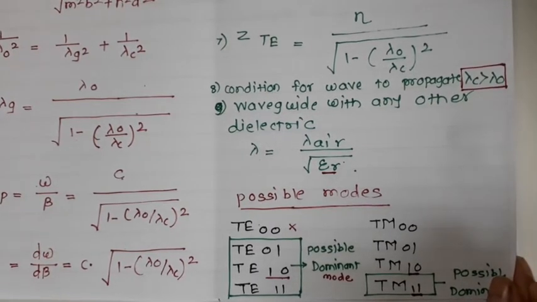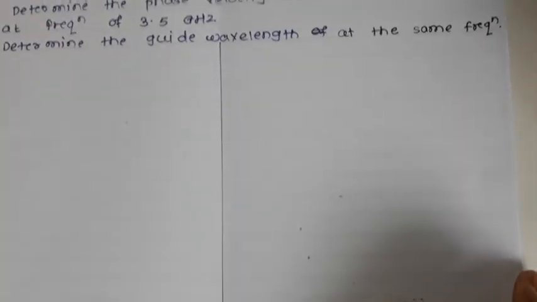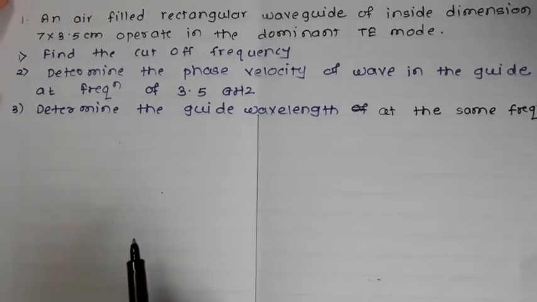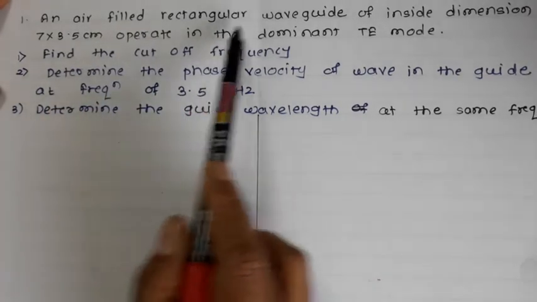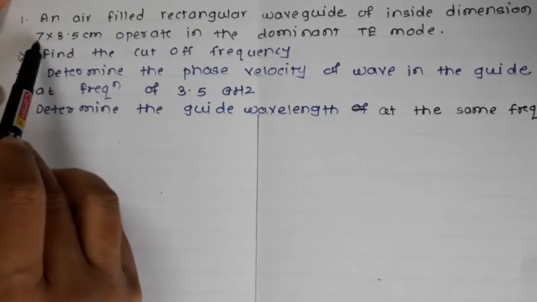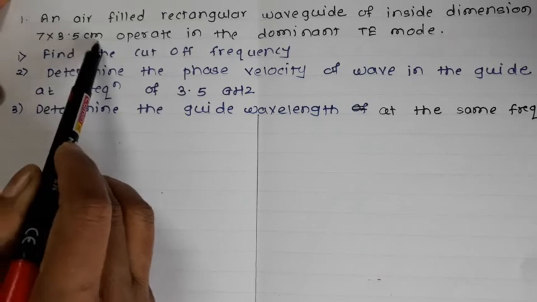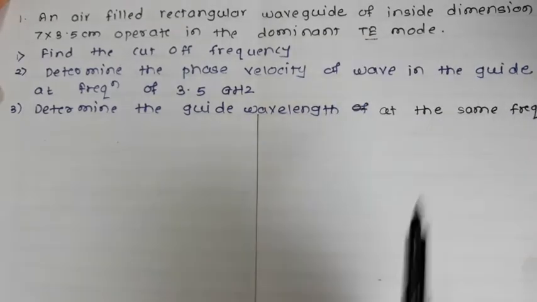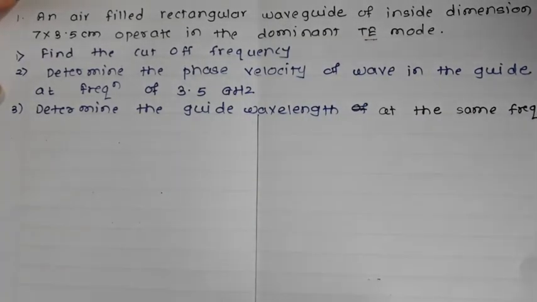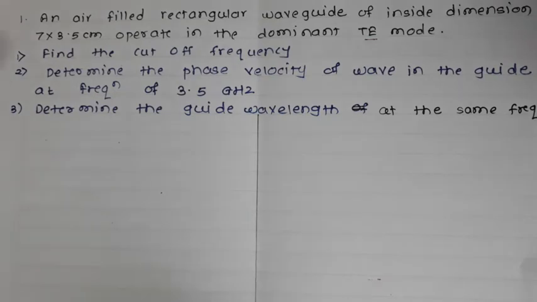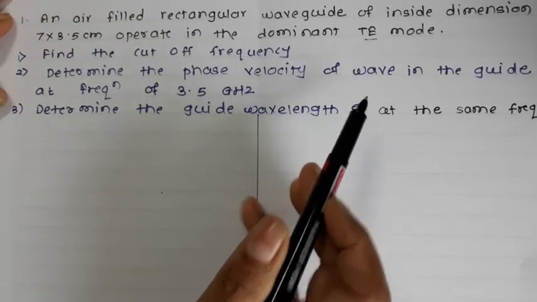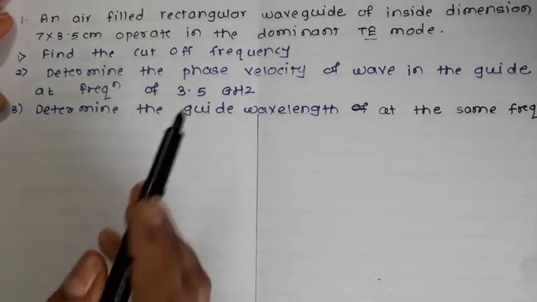Now let us solve the problems based on these formulas. The first problem is about an air filled rectangular waveguide of inside dimension 7 by 3.5 centimeters operating in the dominant mode, that is the TE mode. For the TE dominant mode, the mode is TE10. The first thing to find is the cutoff frequency. Second, determine the phase velocity of the wave in the guide at a frequency of 3.5 gigahertz.